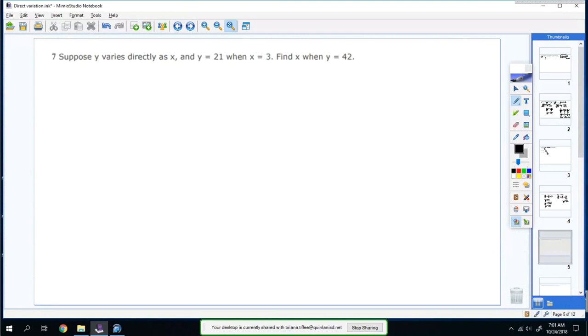All right, number 7. So same idea. Y over x, 21 over 3. And I'm just going to set up a proportion since y equals 42, so 42 will go on top.